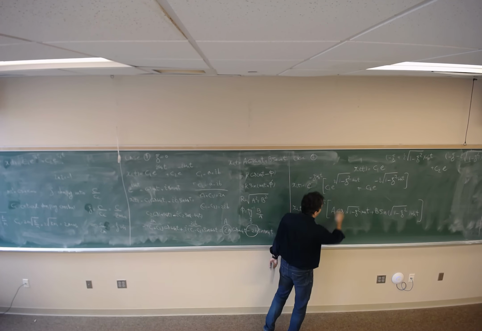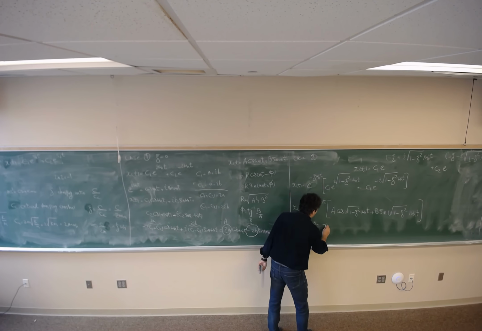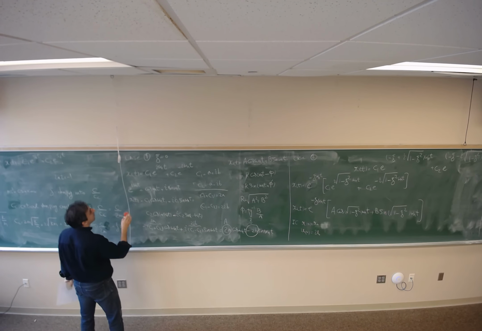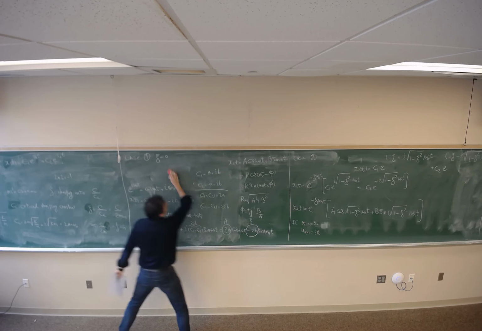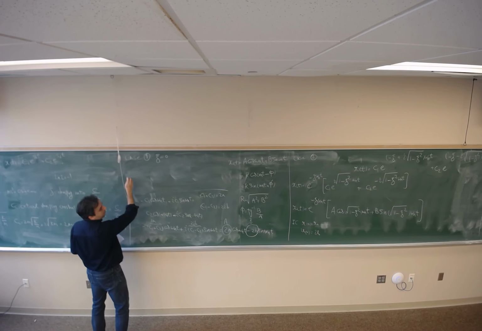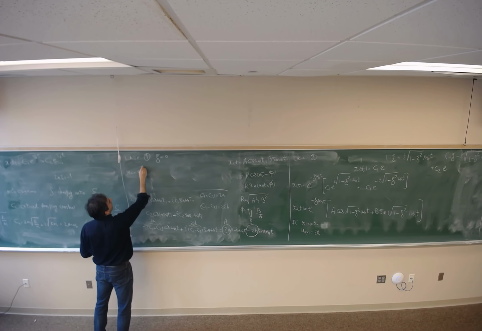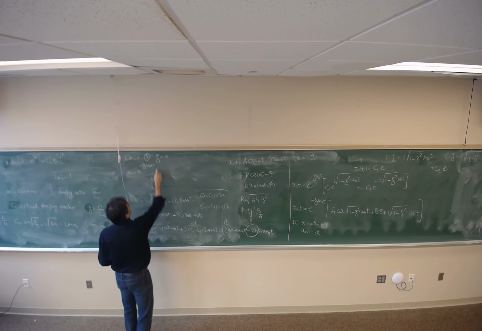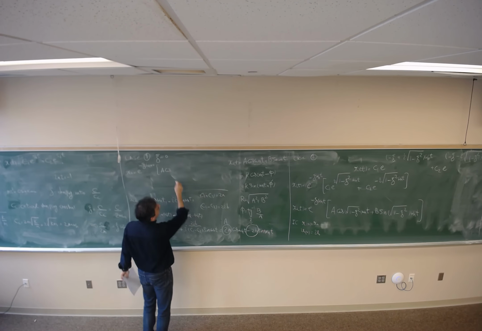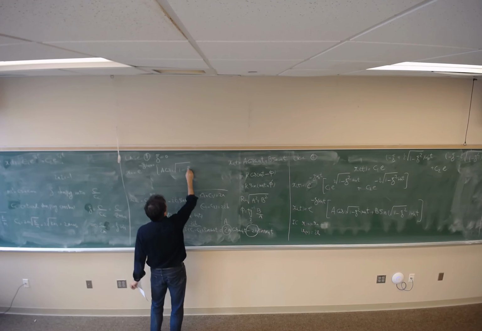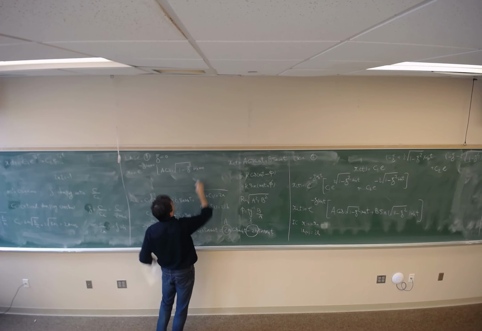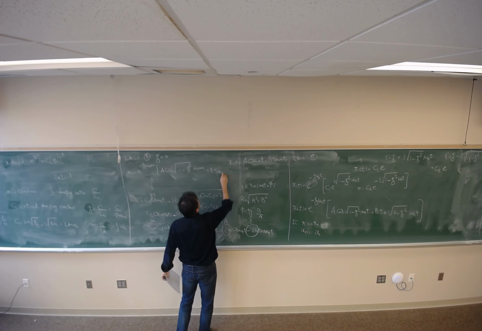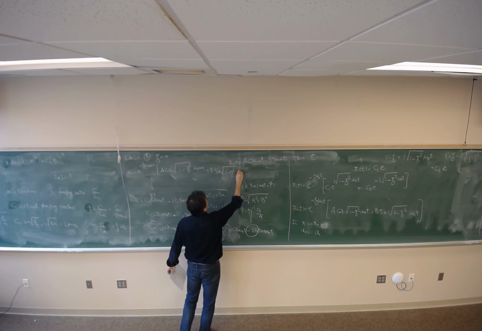Just plug in time equals to 0. x naught would be e power negative zeta omega n times 0, times A cosine of square root of 1 minus zeta square omega n times 0, plus B sine of square root of 1 minus zeta square omega n times 0.